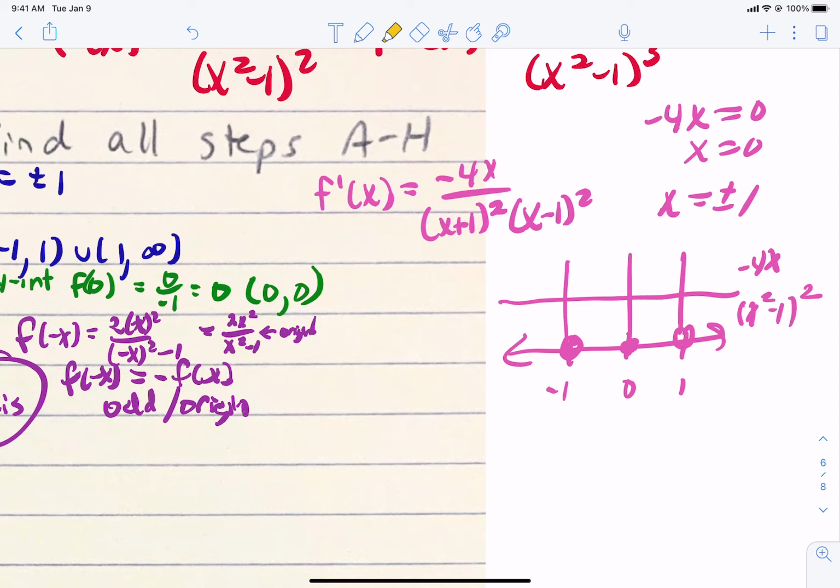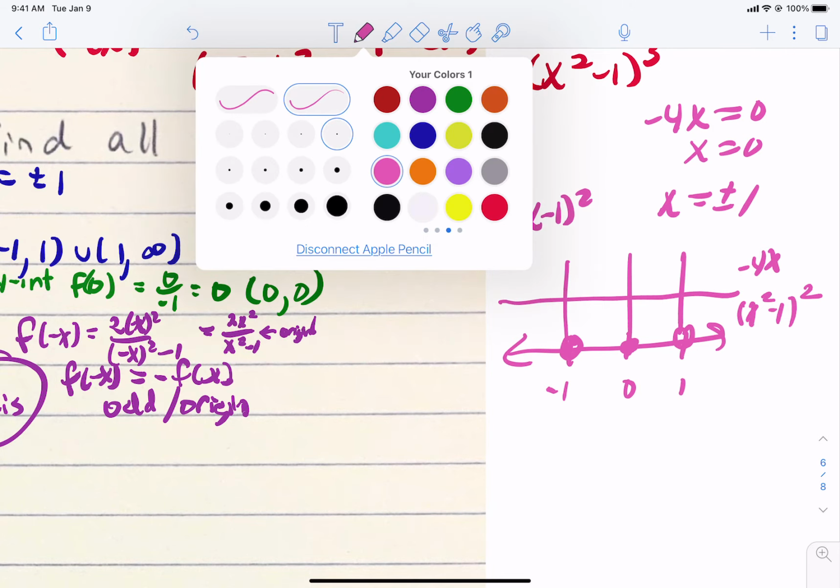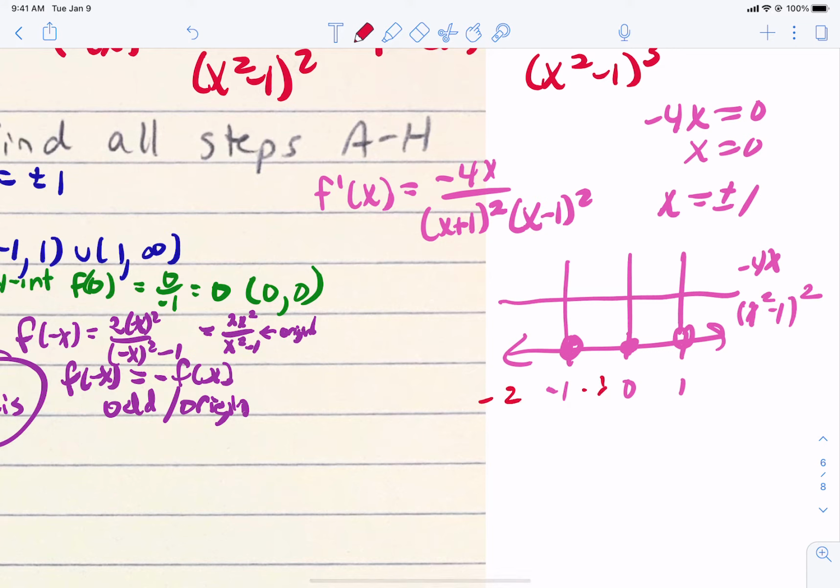Okay, so let's plug in some values. So let's plug in -2, -1/2, +1/2, and 2. If we plug in -2, I'm just going to go down the list. If I plug -2 into the top, -4 times -2 is a positive. This is always positive because it's going to get squared, and so that's a positive. And so they get divided, so that's a positive. Let's plug in -1/2. We get a positive and a positive, which is a positive. Let's plug in +1/2. We get a negative and a positive, which is a negative. Let's plug in 2. We get a negative and a positive, which is a negative.